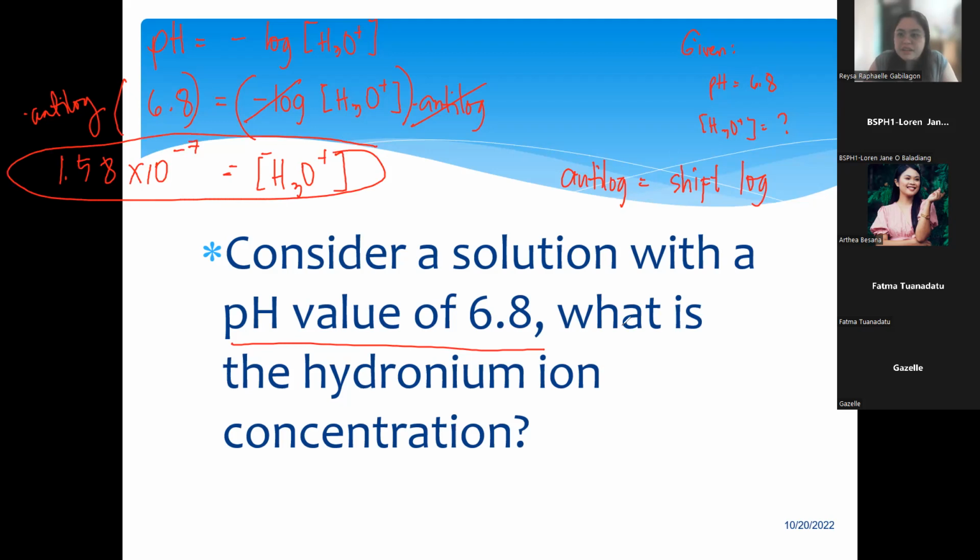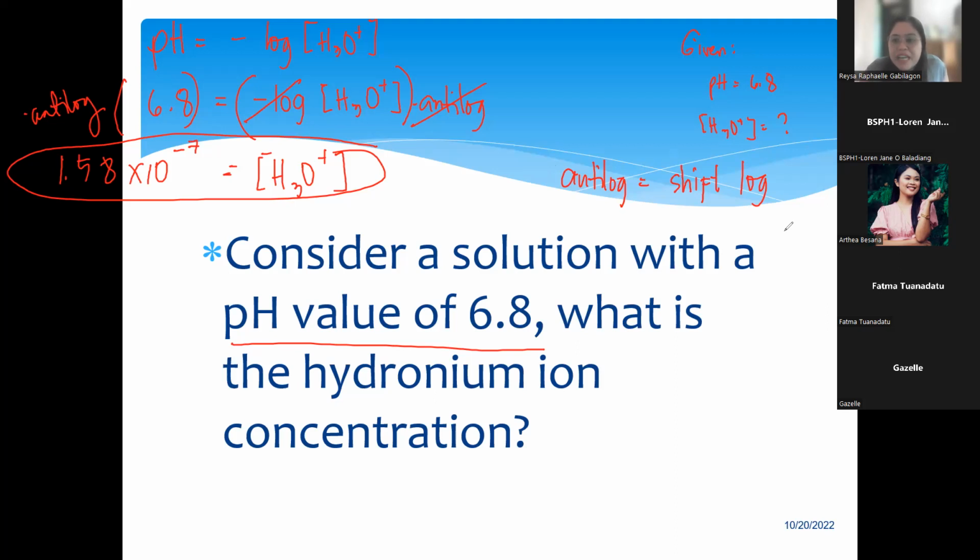Then let's back read. You cannot transfer the log on the other side. I remember sa mathematics class, we only transfer a variable to the other side or to the opposite side if the application is either subtraction or addition. Now, since this is multiplication, hindi mo siya pwedeng i-transfer and then i-change mo yung kanyang sign.